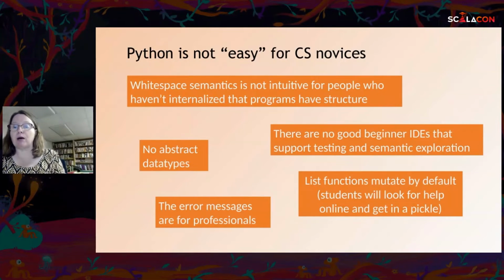how to program responsibly. The fact that list functions mutate by default causes lots of problems for students because they don't understand mutation. We'd rather them start functionally, get that part of programming right, and teach them to mutate responsibly. There's no abstract data types, which has real limitations for us when we want to talk about structures and columns and things like that. And the Python error messages are for professionals, not beginners.